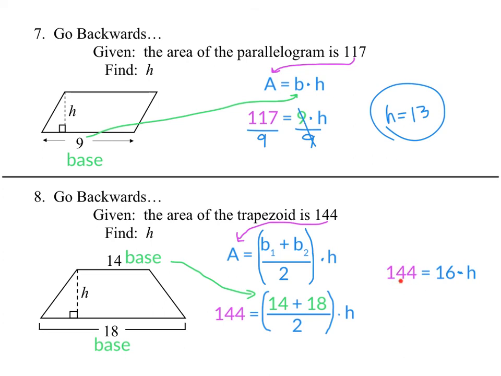So 144 is still my area. But now I've gotten this one to the point of just saying, divide by 16, divide by 16. So 144 divided by 16 is 9. So here, my height is equal to 9. And that's it for area.